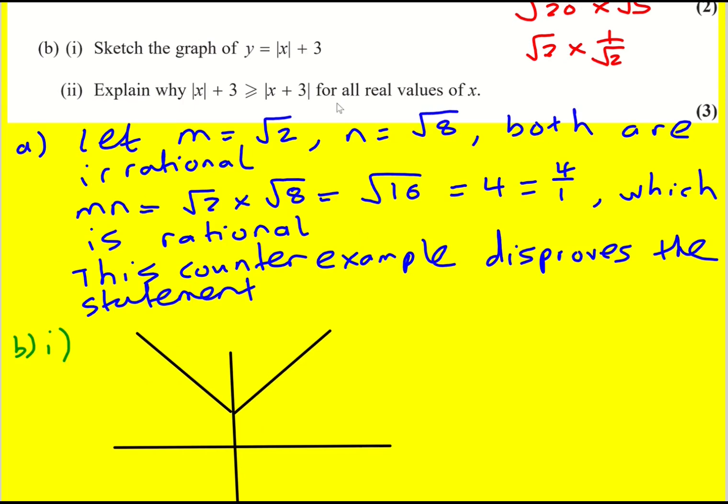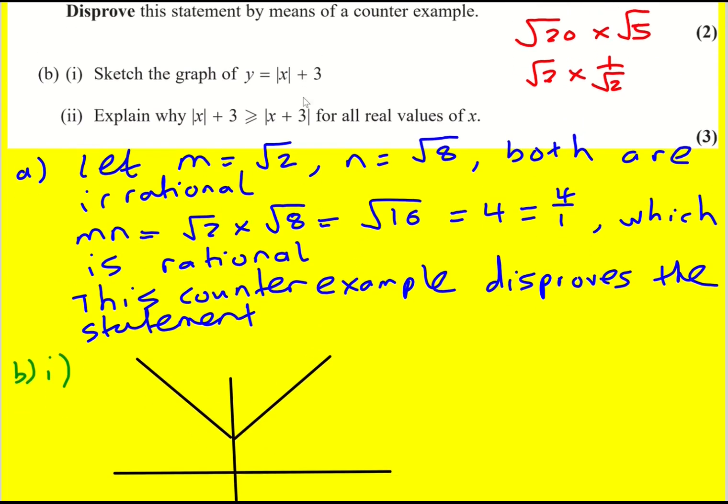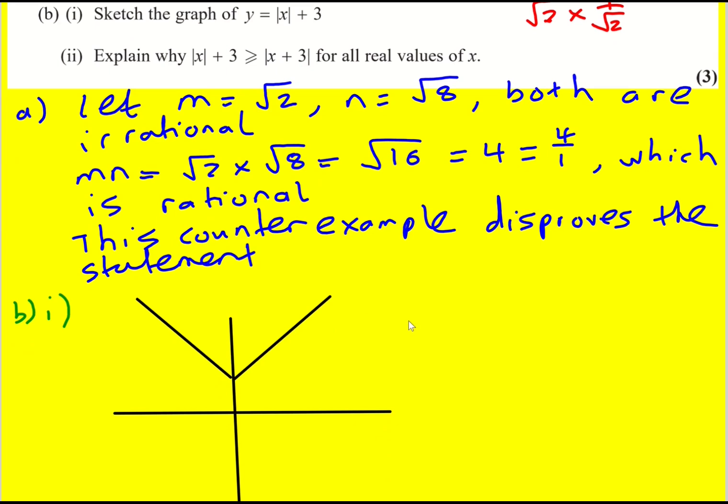There are other ways you could sketch this. You could put some values in. But I'd say this is a good way to do it. And it doesn't say, but I'm just going to label that point there 3.